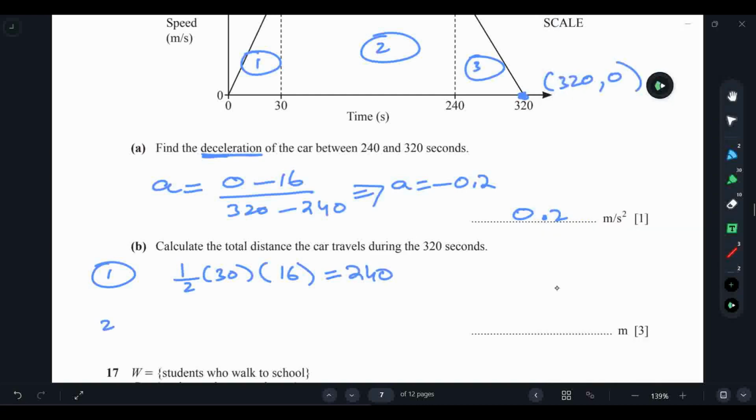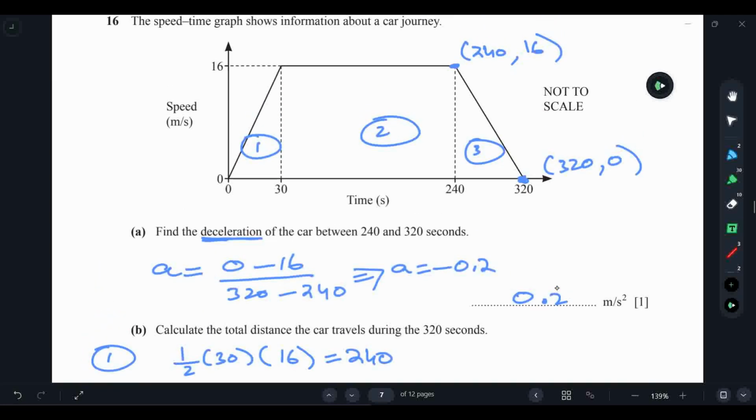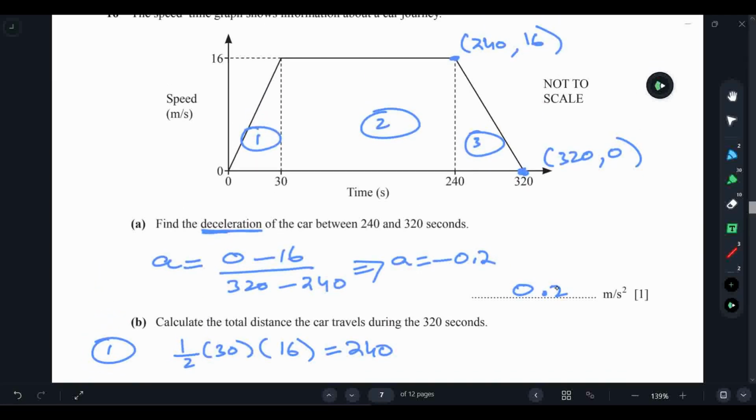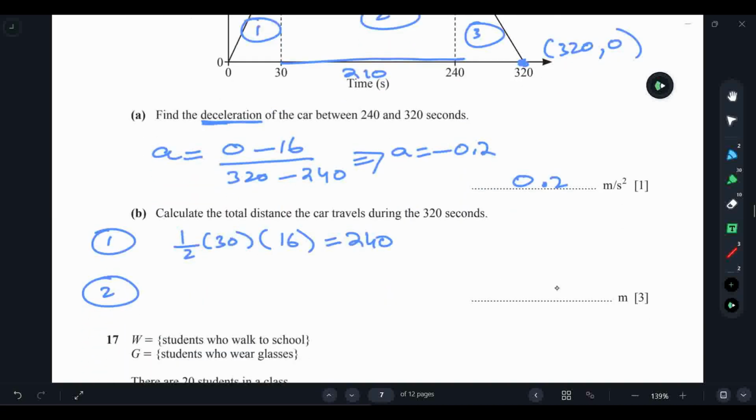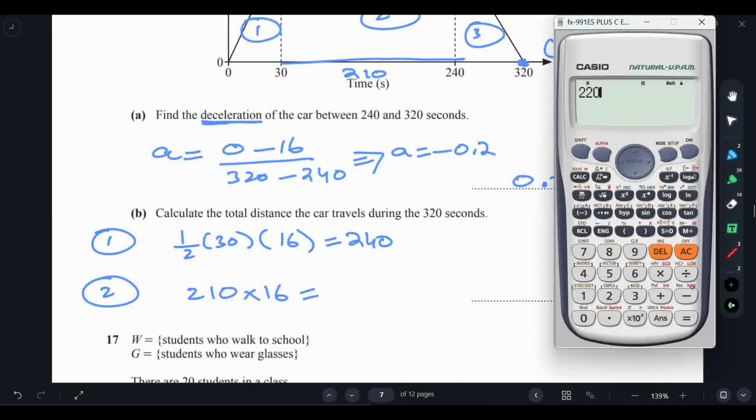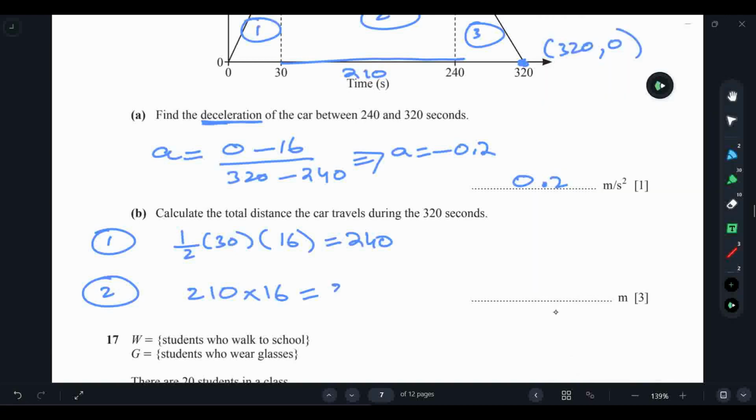For the second one, the area, this one is a rectangle by the way. The length is 210, because from here to here it is 210. Why 210? Because 240 minus 30 will be 210. So 210 multiplied by 16 equals 3360.